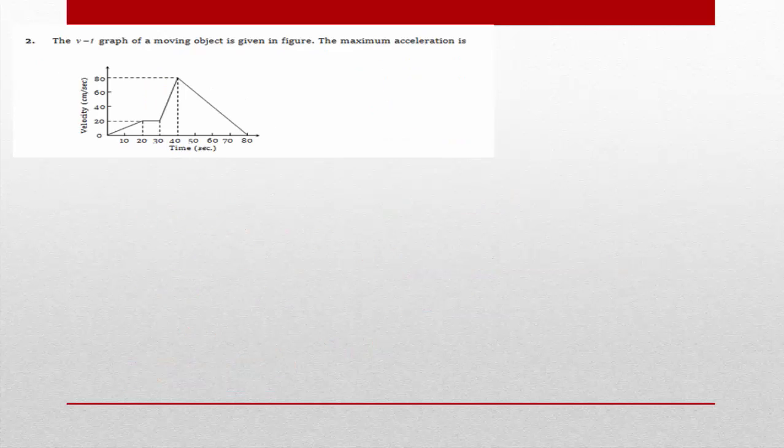Now we will move to the second question. The velocity time graph of a moving object is given in this figure. This is the velocity and the time graph. The maximum acceleration is. Acceleration means what? The rate of change of velocity.